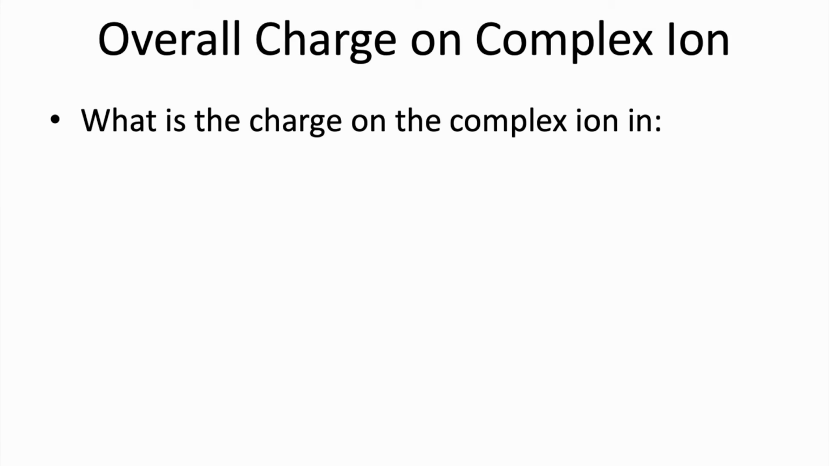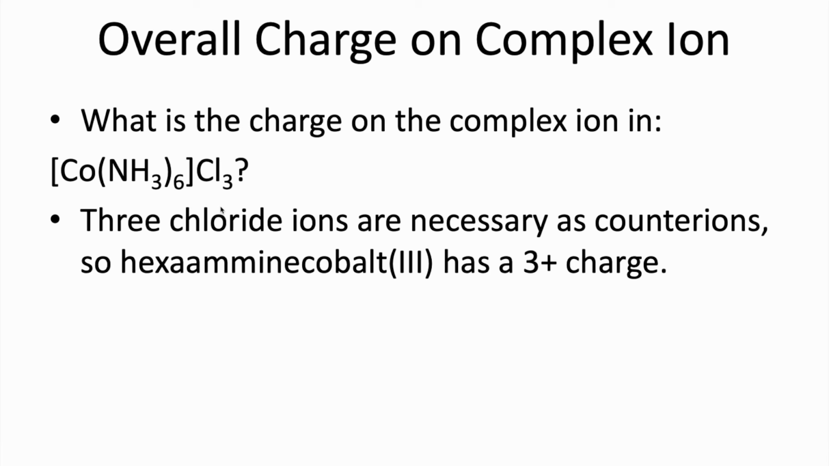Second thing that we're going to talk about is the charge on the complex ion. So here we want to know what's the charge on just the complex ion. So we're going to look at the counter ions to figure that out. So in this case, I have 3 chlorides. I know chlorides are always -1. And so our compound, our complex ion, must have a +3 charge.